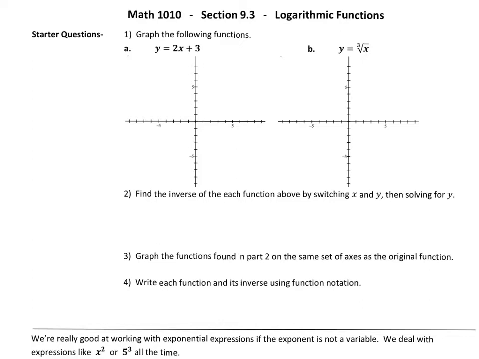Do you want to start the one on Math Excel for this? Absolutely, absolutely. No, we won't. Okay, so starter questions, can we handle those without me actually doing them?